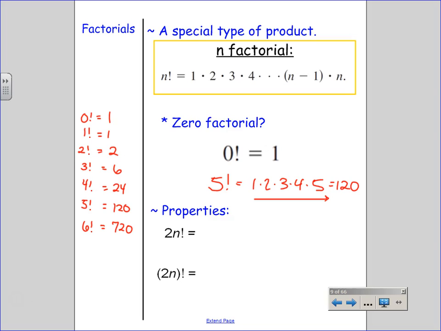So if n was 10, that would be 9. If n is 100, that'd be 99. It's n minus 1, n minus 2, n minus 3. So these two are actually super different.